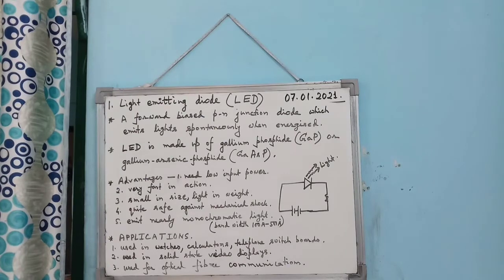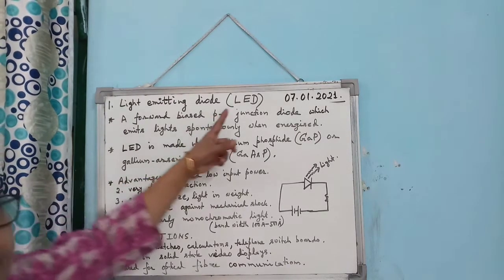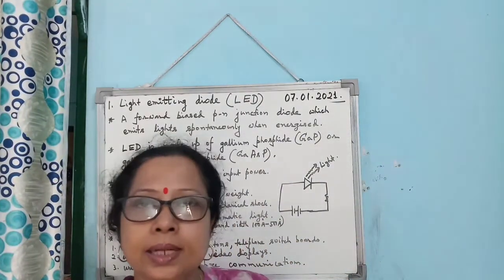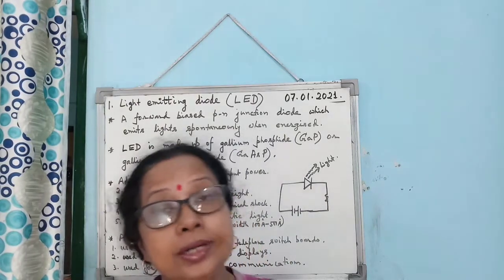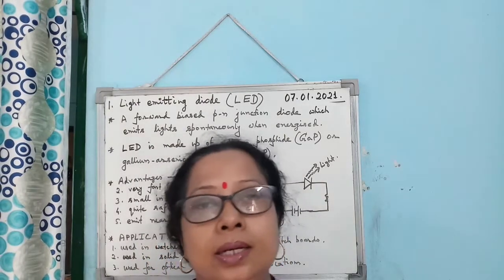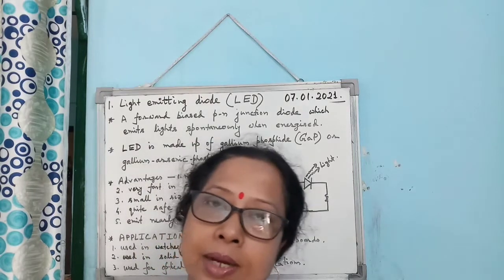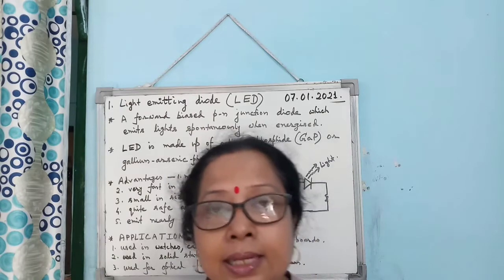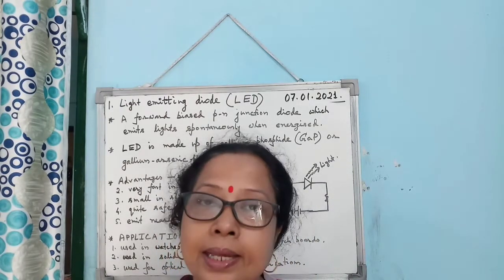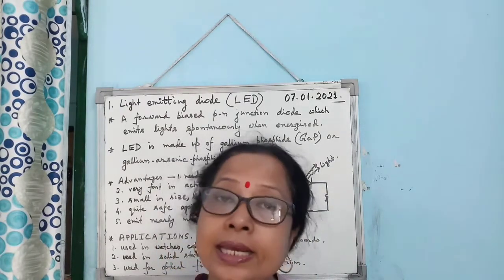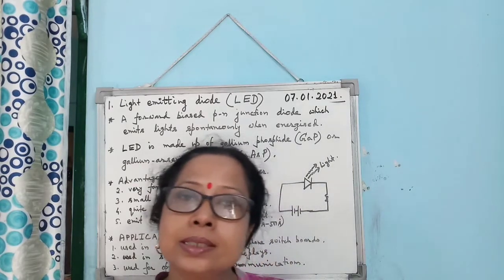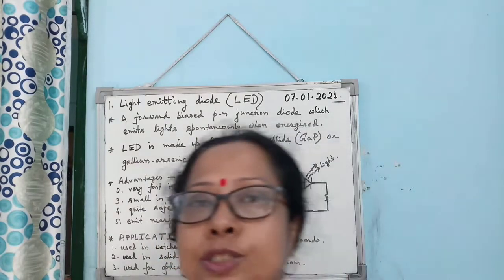Now the next topic is different kinds of diodes. First important one is the light emitting diode. What is a light emitting diode? It is a forward biased PN junction diode which can emit light spontaneously when properly energized. Now we know that when a diode is forward biased, majority charge carriers, that is electrons and holes, diffuse through the junction and recombine. So when the recombination takes place, a large amount of energy is produced.